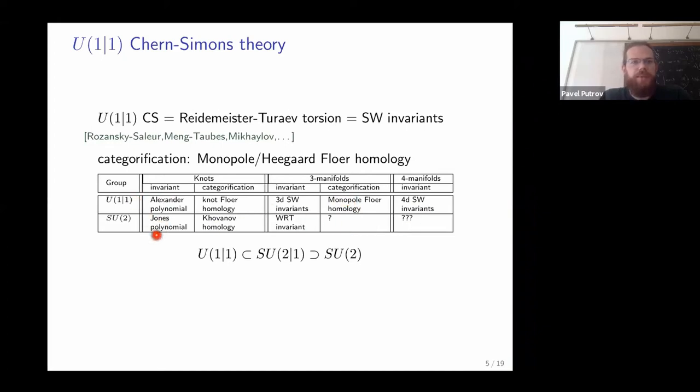So the wish would be to fill this table also for the SU(2) group, for which we know some parts. We know the invariant for knots, it's the Jones polynomial, and its categorification is Khovanov-Rozansky homology. And we know the invariants of three manifolds, but we don't actually have the categorified invariants. There are some physics proposals about what should be here, but they're not mathematically well-defined so far, and even on a computational level, it's not clear how to calculate them in general, even from the physics point of view. So this is a part of the motivation. One can try to consider the simplest supergroup, which in a sense unifies both cases, and the hope is that maybe this can bridge these two cases. This is just a part of motivation.